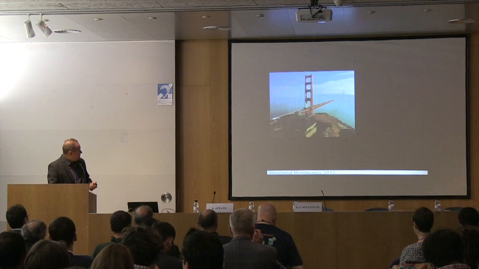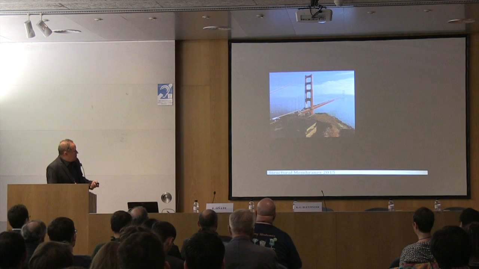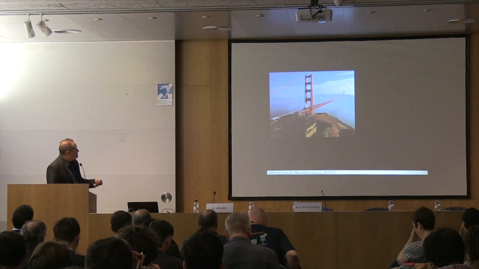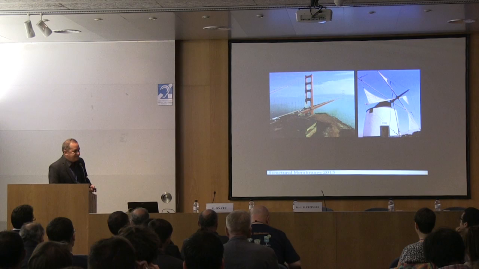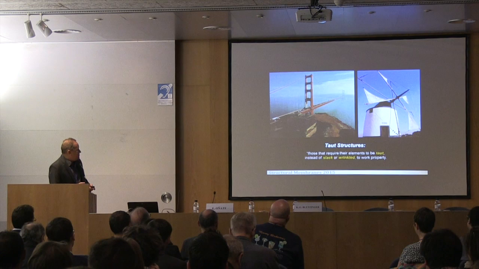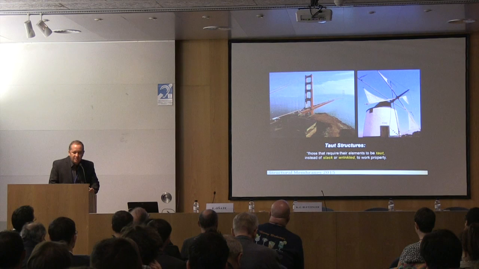I used to start by asking what do structures so distinct as this large suspension bridge and this windmill have in common. And besides, of course, the basic fact that they are structures, they are taut structures. And by that I mean those that require the elements to be taut instead of slack or wrinkled to work properly.